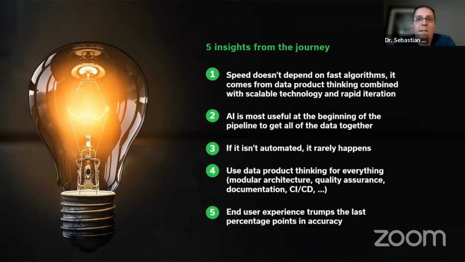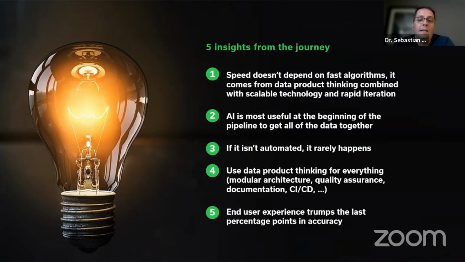Third thing, I mentioned this a couple of times, automation. If something's not automated in a highly critical scenario like this, it won't happen. And so using data product thinking for everything, also building modular architectures, quality assurance, documentation, CI/CD, means that data product thinking for me is not about the data product itself, but it's also about treating the workflows, the ingestion, and the algorithms like you would any other critical piece of software, and really make sure that you have best practices running around that.